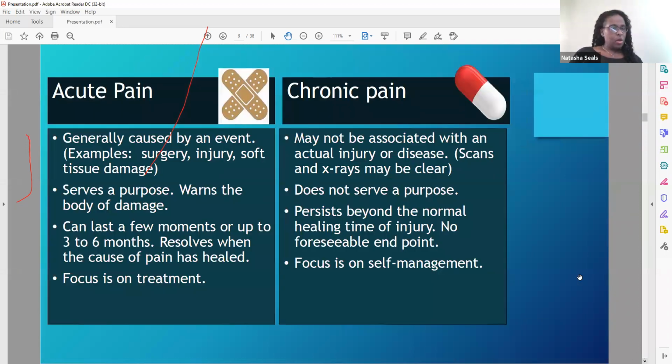So here we look at acute pain versus chronic pain. I don't know where these little marks are coming from. I apologize. We're getting some little markups, but you can still hear me just the same.